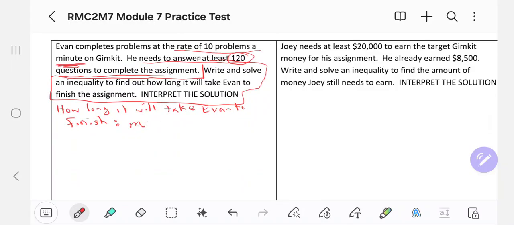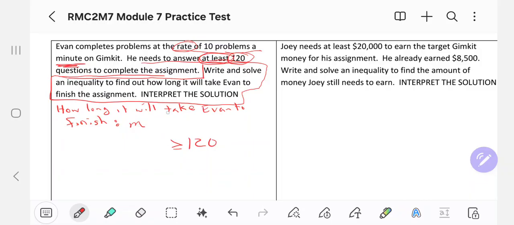Okay, we have the minutes. We know it's $10. Oops, sorry. I like to always do the inequality part first. Right, I have that, and I have a rate, so I know kind of what operations I'm going to use, at least I can get in the ballpark. Okay, so at least 120 is greater than or equal to. All right, and what's at least 120?